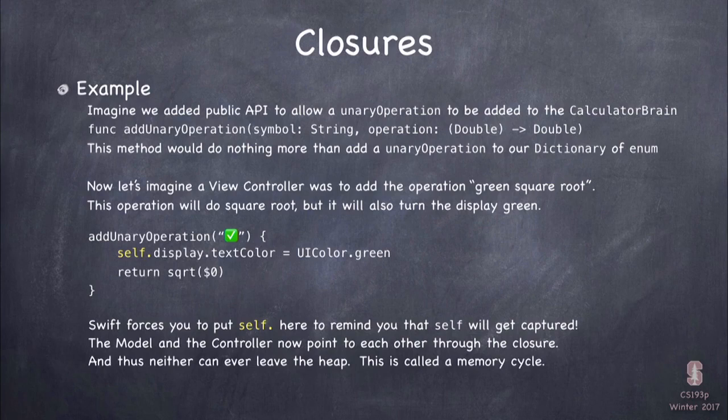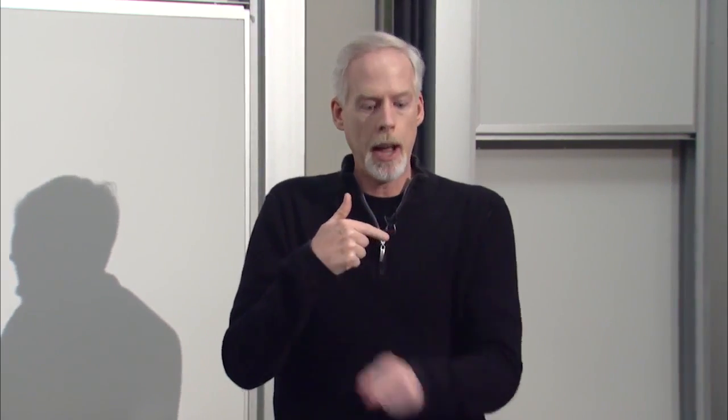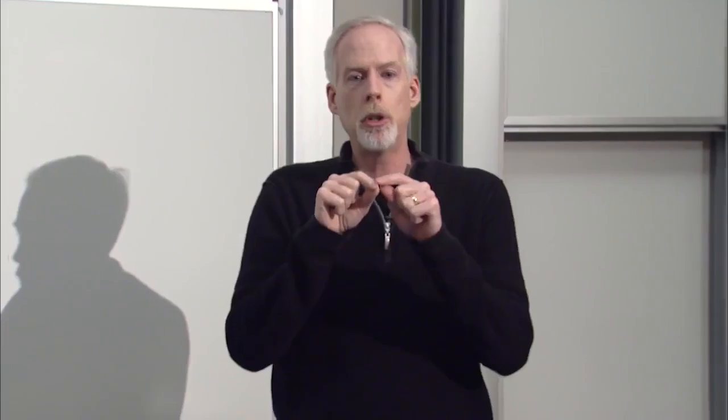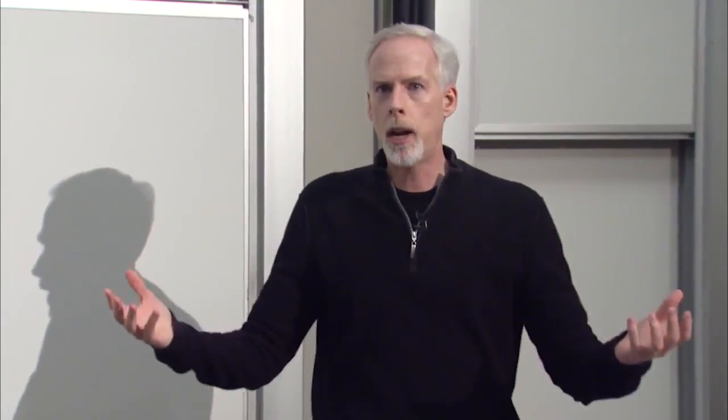Now I've created a memory cycle. Everyone understand what's going on there? Right? The closure lives in the heap. The view controller lives in the heap. They're now pointing to each other. The closure is pointing directly to the view controller, and the view controller is indirectly pointing to the closure through the calculator brain, through the operations table, this operation that it got added. Okay? So let's talk about how we break this cycle, because since this is so easy to do, we need to be able to break it easily as well.